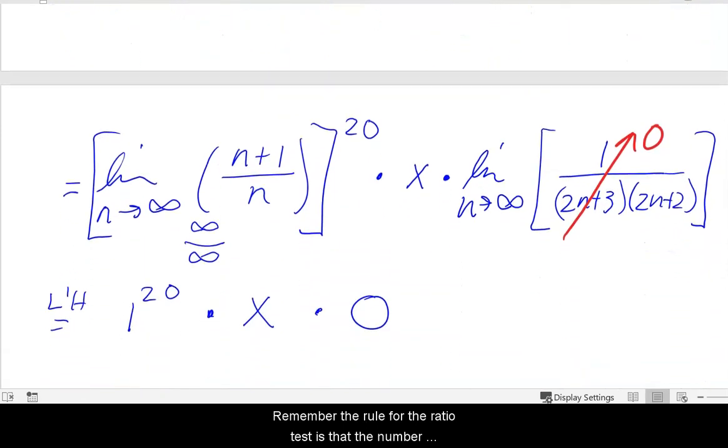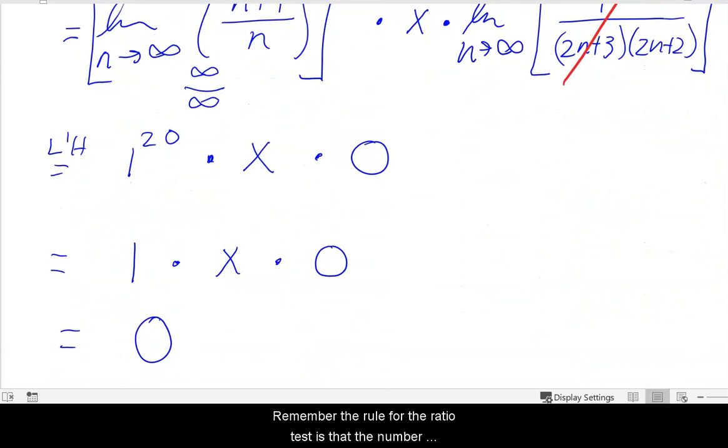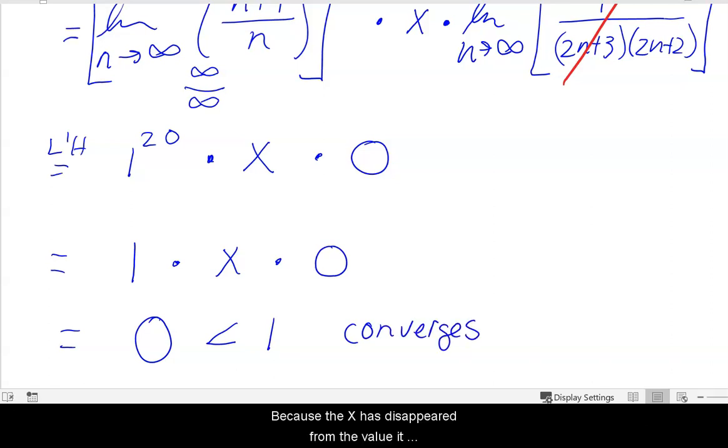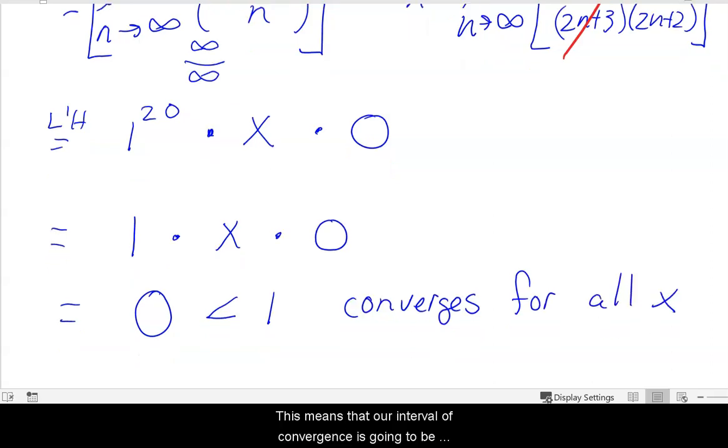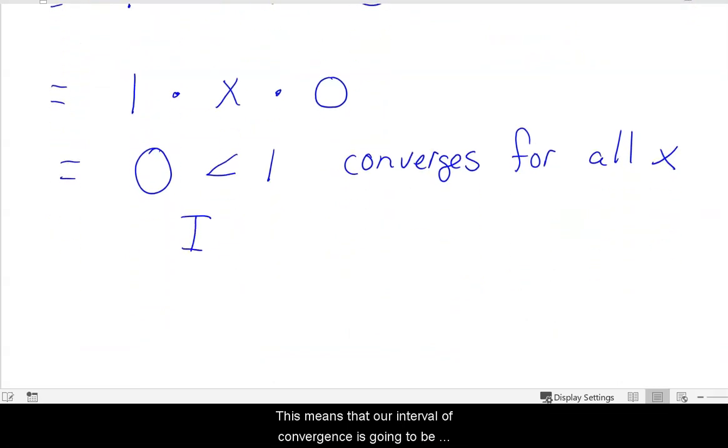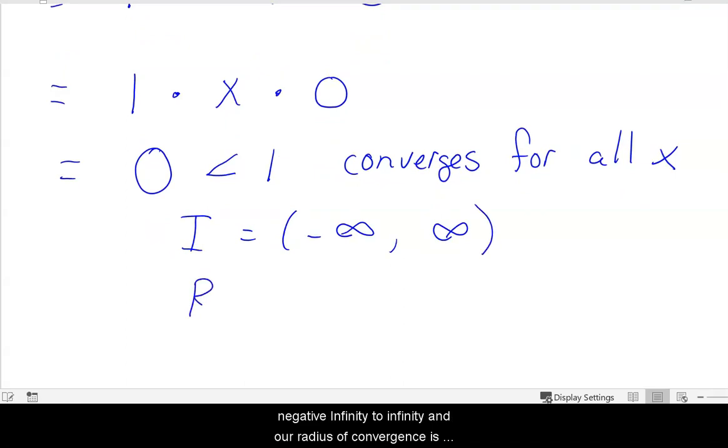Remember, the rule for the ratio test is that the number you get must be strictly less than 1. Since 0 is less than 1, it converges. Because the x has disappeared from the value, it is no longer dependent on x. This means it converges for all x values. This means that our interval of convergence is going to be negative infinity to infinity, and our radius of convergence is going to be infinity.